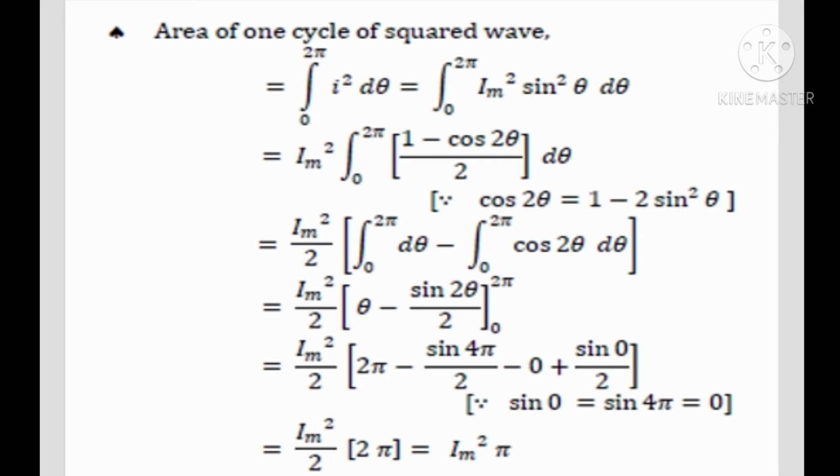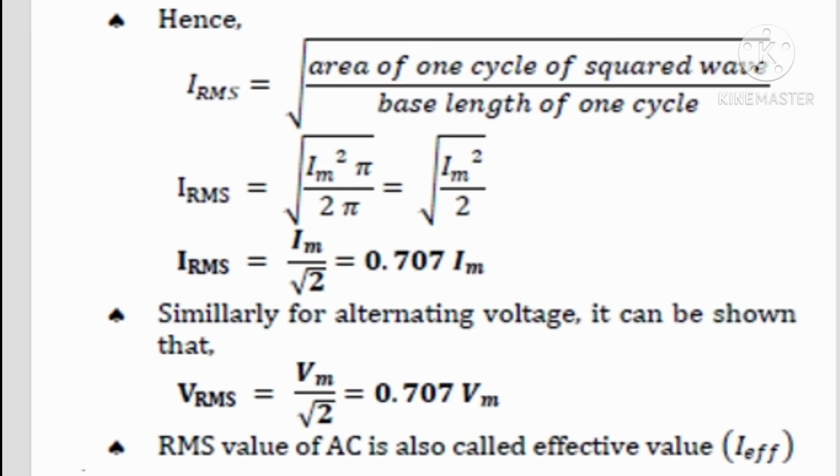Hence the equation becomes Im squared by 2 into 2 pi, which is equal to Im squared into pi. Hence IRMS is equal to square root of area of one cycle of squared wave divided by base length of one cycle, which is equal to square root of Im squared pi divided by 2 pi, which is equal to root of Im squared by 2, where root Im squared will become Im. Hence the equation becomes IRMS is equal to Im by root 2, which is equal to 0.707 Im.